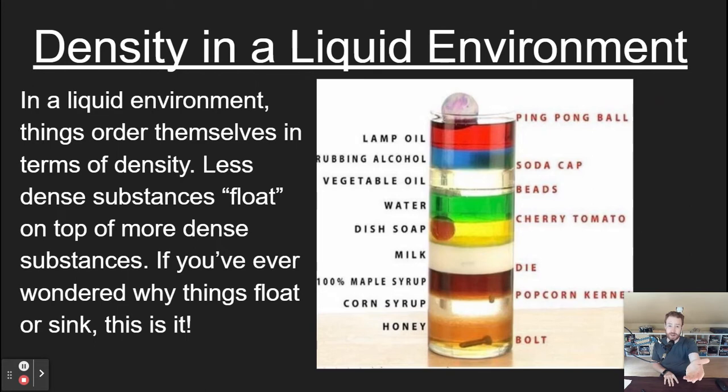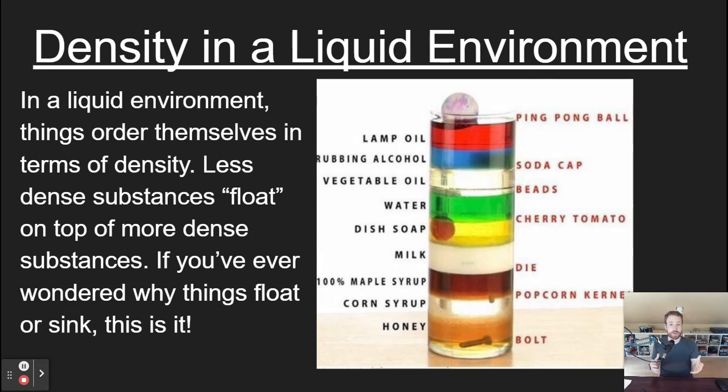But a cherry tomato, it's more dense than water, but it's less dense than milk or syrup. And so the cherry tomato will kind of float right in the middle. And the ping pong ball, which is mostly air, has a very low density. It's less dense than all of this stuff, and so it's going to float on top. So if you've ever wondered why something sinks or floats, it's all based on density.